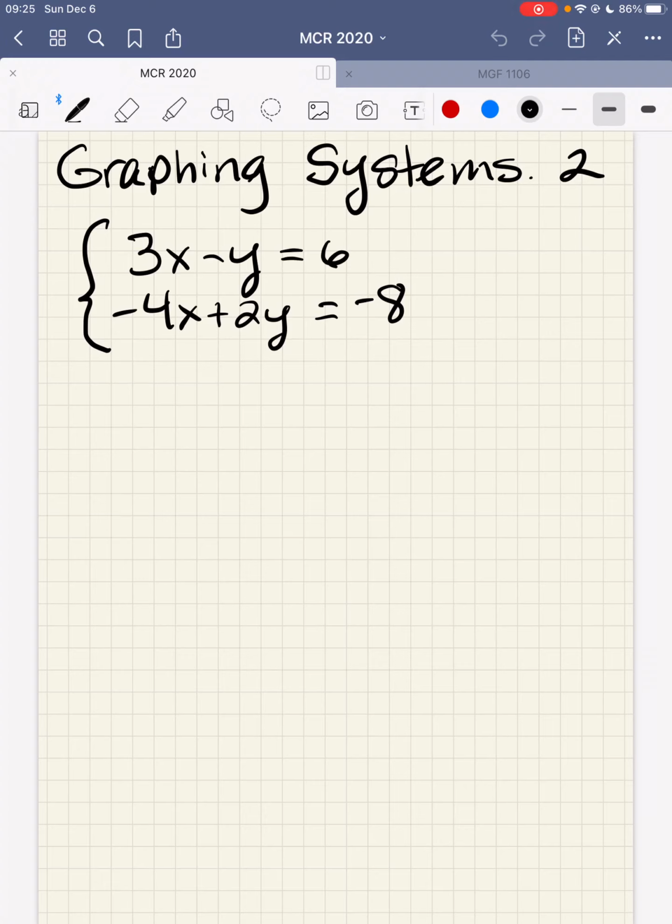All right, so we're going to do a little bit more graphing with systems. Give you a few more examples to work with as we've been going through this week. So I have three systems I'm going to go ahead and graph for you.